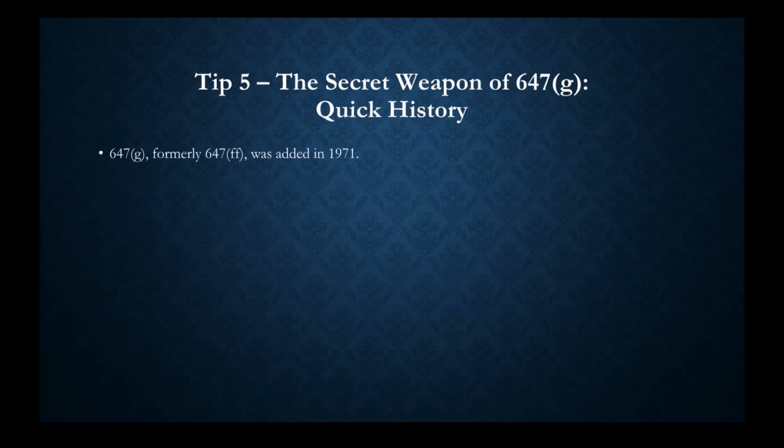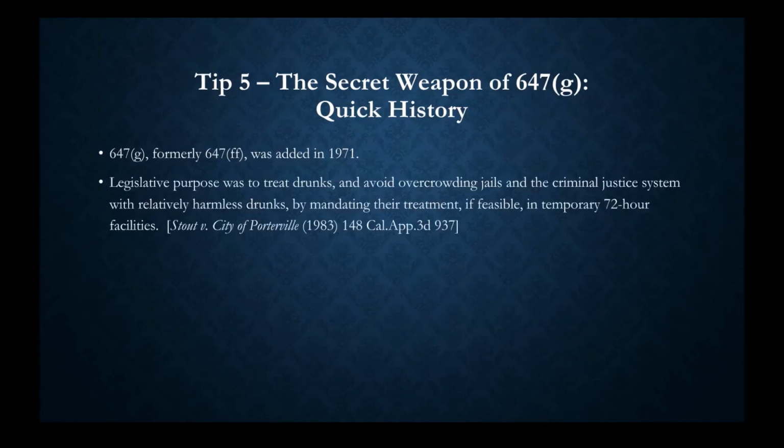So where does this come from? It used to be 647 subdivision FF. It's from 1971. It was to treat drunks and avoid impacting jails and the judicial process with tons of relatively harmless drunks who could just be taken for treatment and cooled off for 3 days in the drunk tank, maybe get some brief de minimis counseling or something, and that way would avoid having to haul these people into court and into jail and spending a bunch of money on litigating their cases.